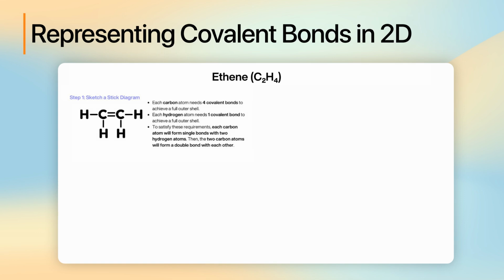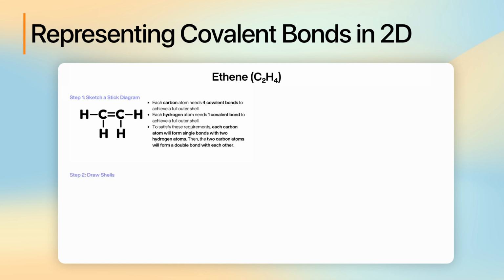Each carbon atom needs 4 covalent bonds to achieve a full outer shell. Each hydrogen atom needs 1 covalent bond to achieve a full outer shell. To satisfy these requirements, each carbon atom will form single bonds with 2 hydrogen atoms. Then, the 2 carbon atoms will form a double bond with each other.